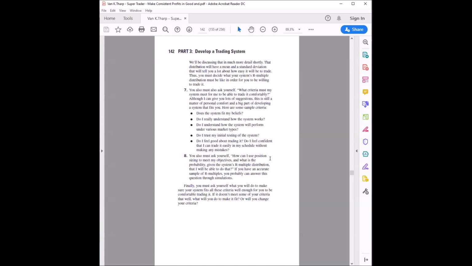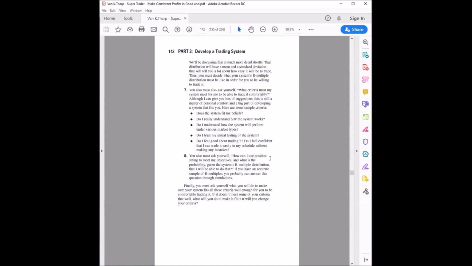Here's some criteria. Does the system fit my beliefs? Do I really understand how the system works? Do I understand how the system will perform under various market types? That is, does your system involve malleable parts that are set to the different conditions of different market types? Do you trust your initial testing of the system? Have you done any testing? Do I feel good about trading it? Do you feel confident you can trade it easily in your schedule without making mistakes? That last one's a big one.